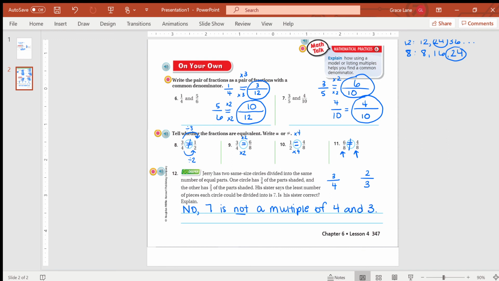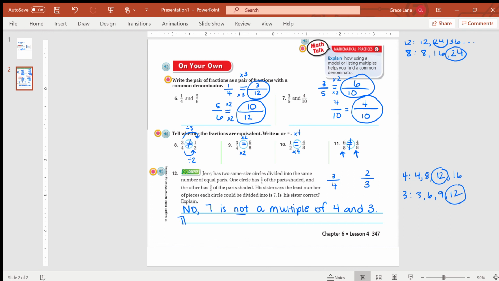I think his sister was probably thinking of adding, because if you look at the multiples of 4, you get 4, 8, 12, 16. For 3, you get 3, 6, 9, 12. There's no 7 in either list, so I know that 7 would not work. The correct answer would be 12 because that's the smallest multiple they have in common.